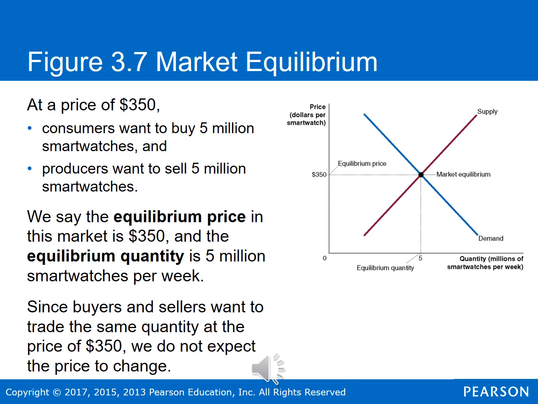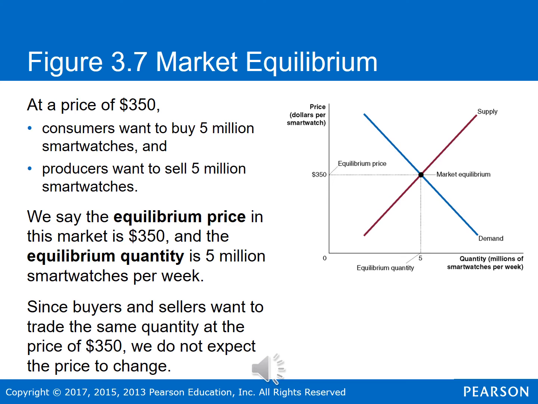So we have this upward sloping supply, the number of goods that firms are willing and able to supply at a given price, and the market demand, which slopes downward, which is the number of smartwatches that consumers are willing to buy at any given price. So let's say in this case, our equilibrium price is $350. At this price, consumers will be willing and able to buy 5 million smartwatches, and producers will want to sell 5 million smartwatches. So we say that the equilibrium price in this market is $350, and the equilibrium quantity in this market is 5 million smartwatches per week.